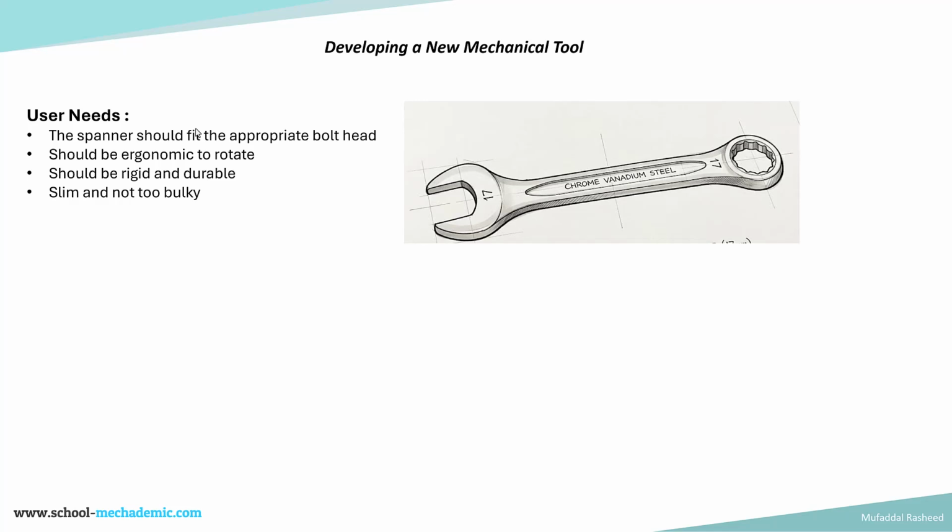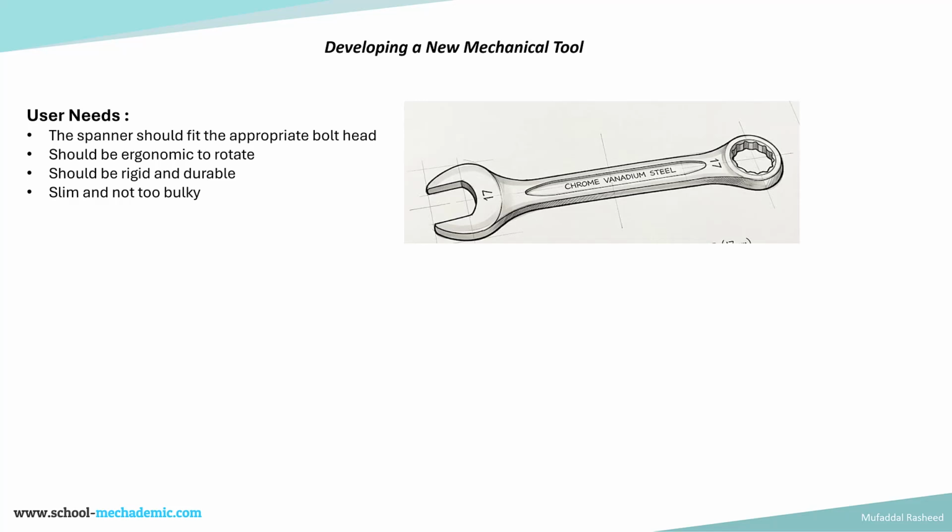It should be ergonomic to rotate, ergonomic to operate, and easy to hold. It should be rigid and durable, so when we are applying the torque, it should not break and it should not bend. It should also be slim and not too bulky to operate. These are very simple user needs for a simple mechanical tool like a spanner. Now these are user needs which are coming from the user, from the customer.